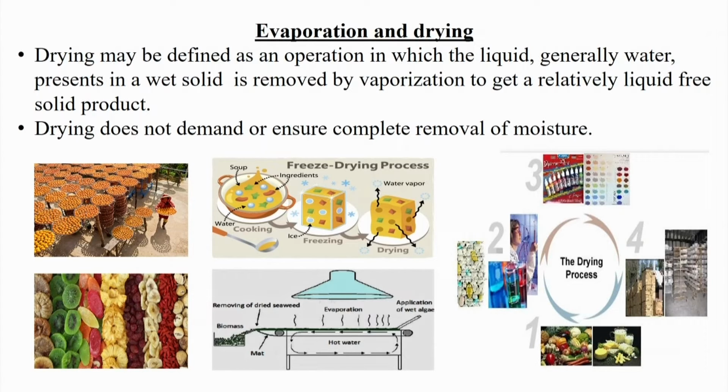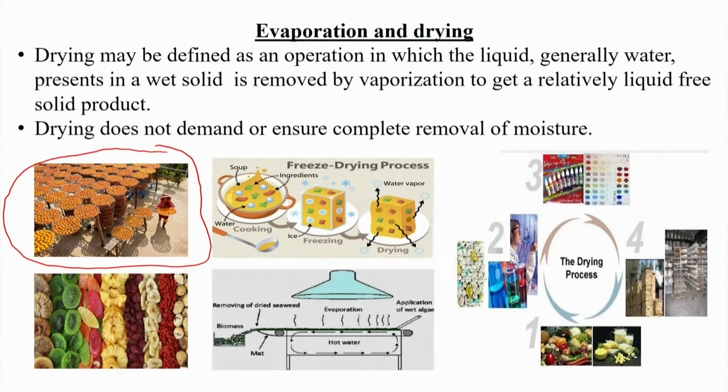So, many examples are cited here. On the left hand side, we have shown that many vegetables or fruits are dried using only sun drying. And one example of the freeze drying process we told earlier, which is for very heat sensitive material.